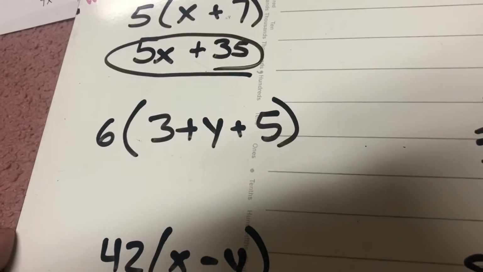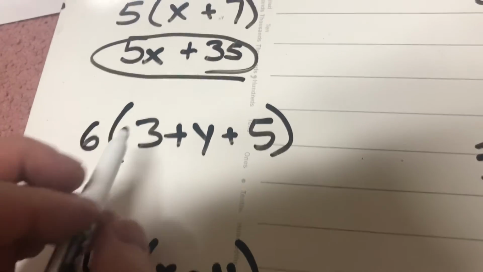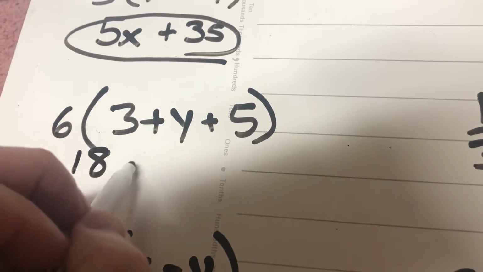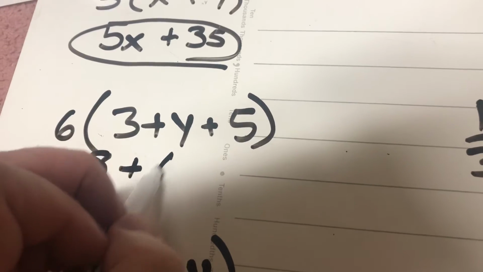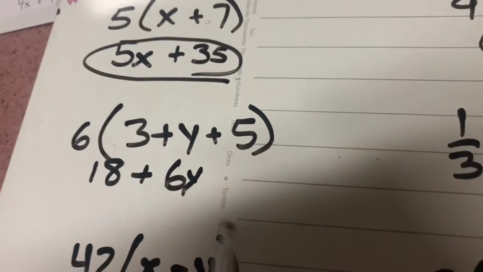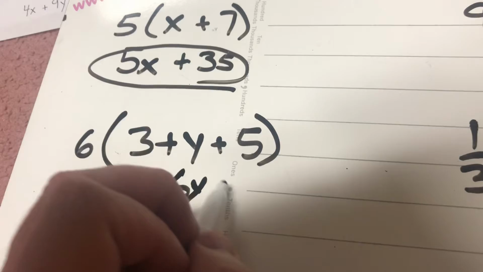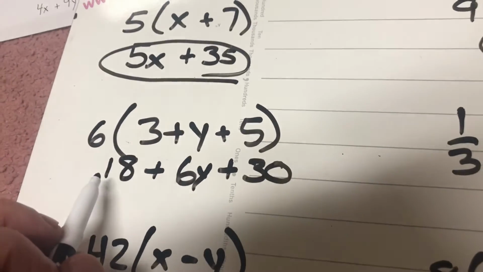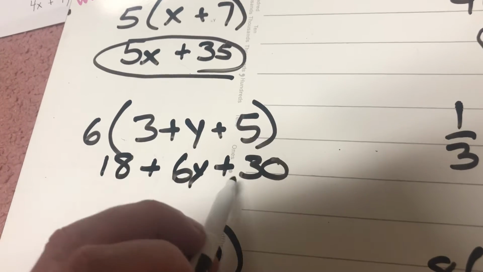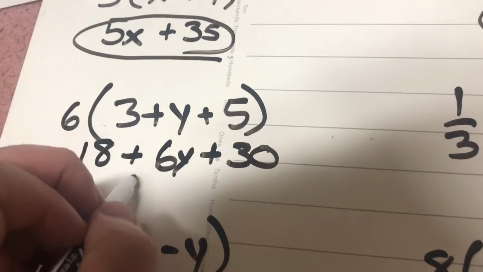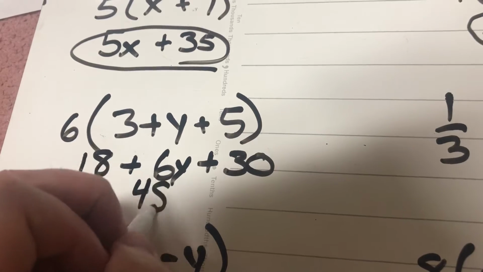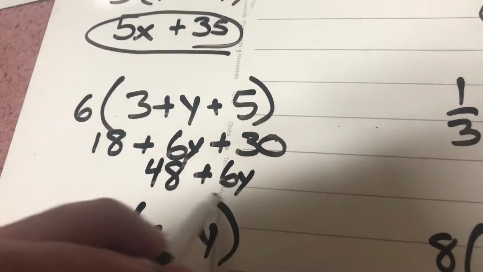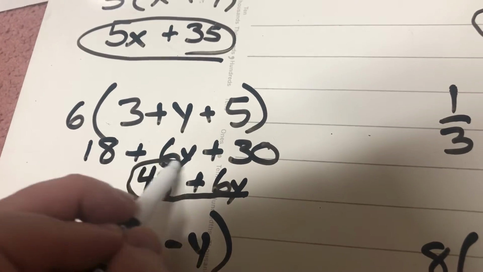6 times 3 plus y plus 5. Well, 6 times 3 is 18. 6 times a plus y, 6 times y is 6y. And then 6 times a plus 5 is going to be a plus 30. Well, I can combine my 18 and 30. 18 plus 30 is 48. So this actually is going to become 48 plus 6y. Or if I have 6y plus 48, that's okay too.